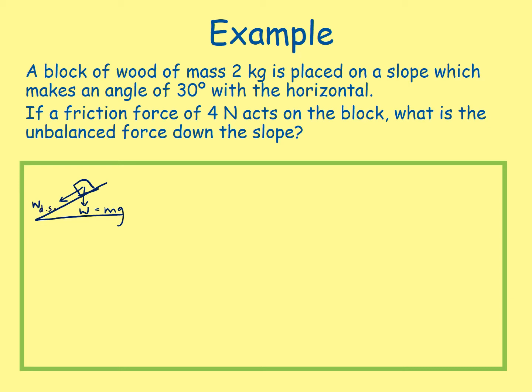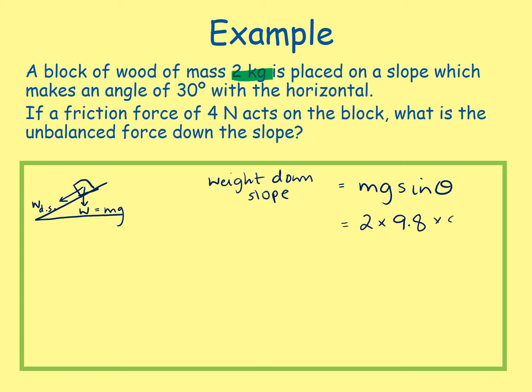We know that our equation for the weight down the slope is equal to mg sine theta. So we can put some numbers in here. Our mass in the question is this 2 kilograms just here. G we know is 9.8. If we can't remember that, it's in your data sheet. And sine theta, remember we can add that 30 degrees into there. So we've got sine of 30. If we put this all into a calculator, we get 9.8 newtons.